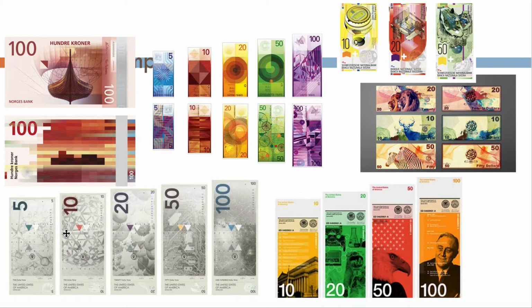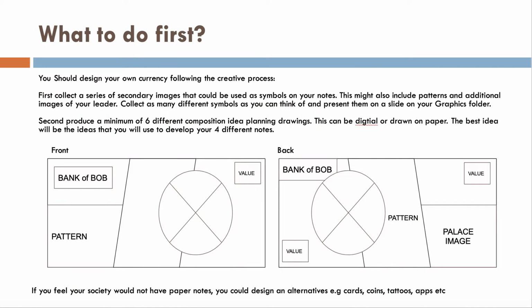So it's really up to you how you approach this. What you need to do today, you need to begin by following the creative process. The first thing I want you to do is collect a series of secondary images that could be used as symbols on your note. What kind of animals of your world, what kind of flowers, what kind of patterns? Are there any buildings you think, well, actually, I want this style of building in my world? Is there a castle you want? Is it quite futuristic? Is it set in the past? What kind of building do you want?